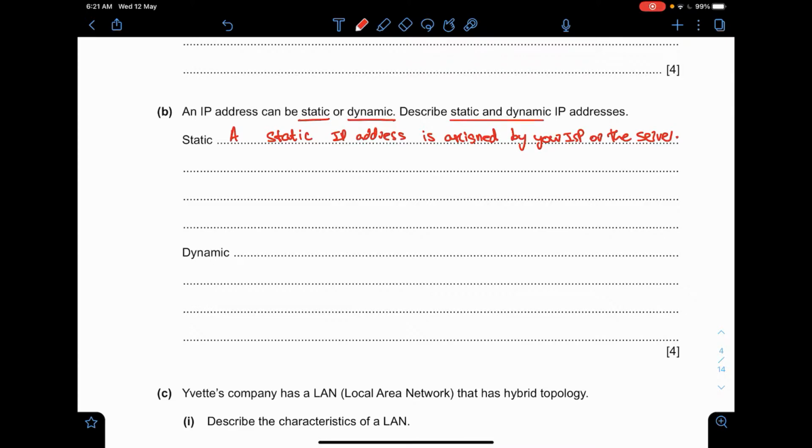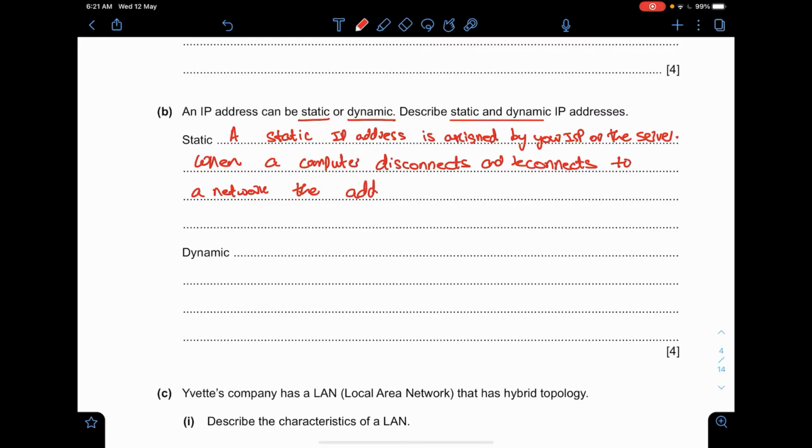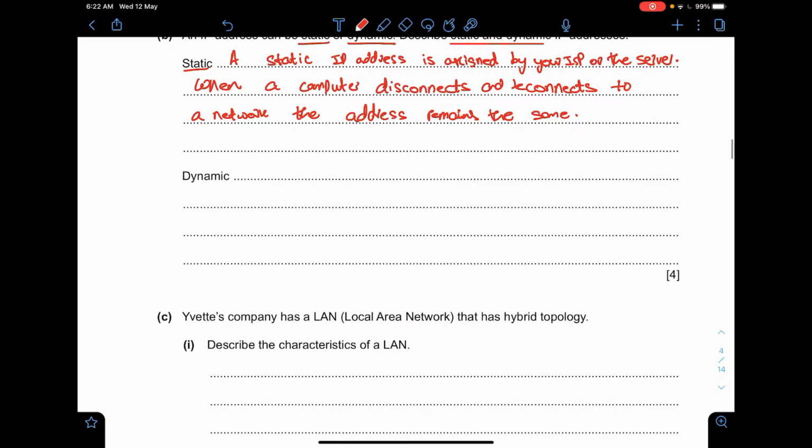So, or the server. Okay, and now you need to know that when a computer disconnects and reconnects to a network, the address remains the same, right? So this means that your IP address remains the same, which means it is a static IP address. Now we'll move on to dynamic.